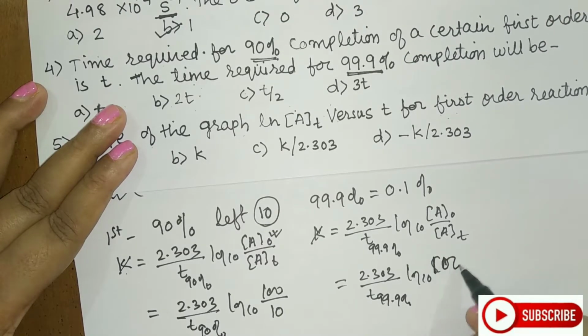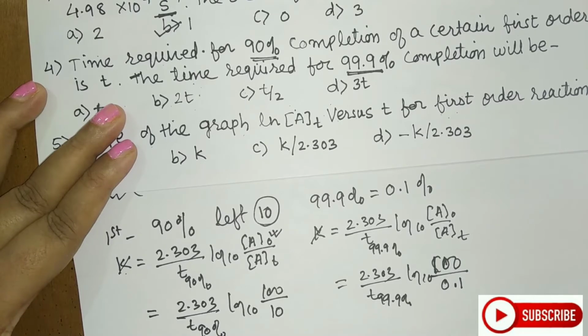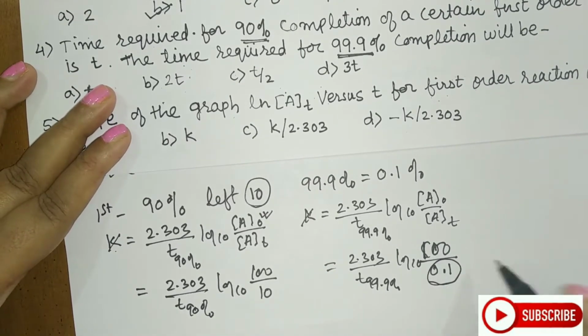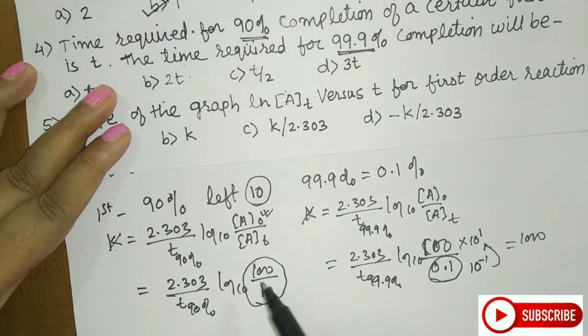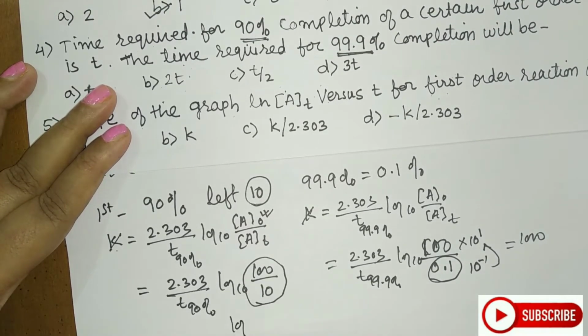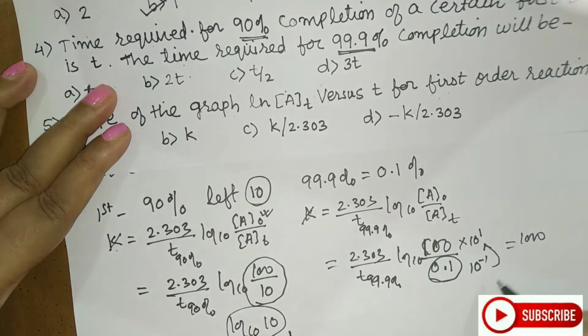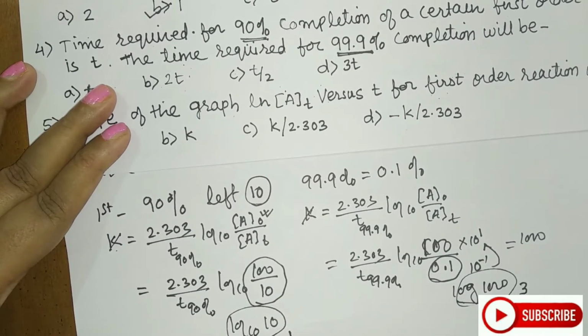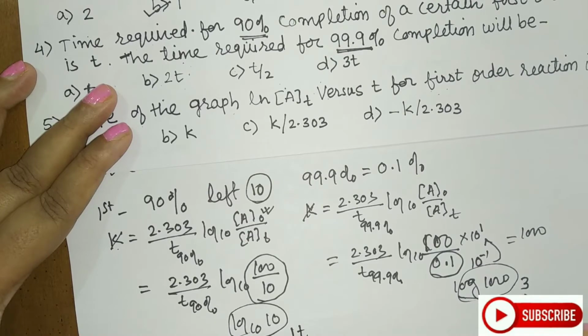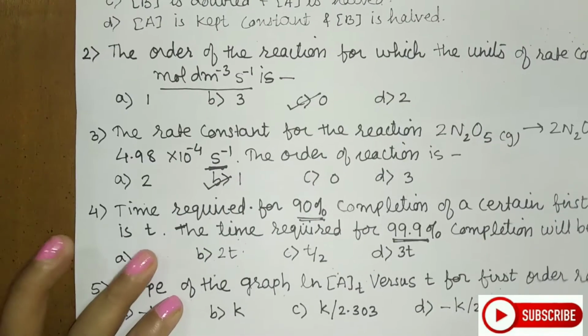So again this is 100 upon 0.1. So 0.1 is 10 raised to minus 1. If I take this up, what will it become? 10 raised to 1, means it will become 1000. What will this get calculated to? This is 100 by 10. So this will become log to the base 10 of 10. What is log 10? It is 1. This will become log 1000. What is log of 1000? It is 3. So if this is 1t, how much is this? It is 3t. So what will be your answer?